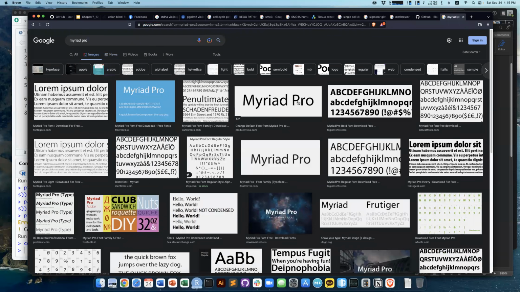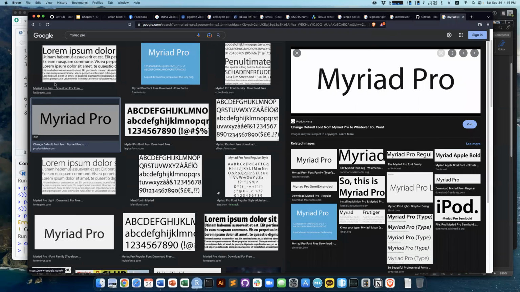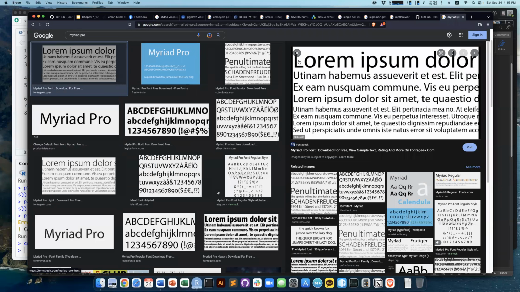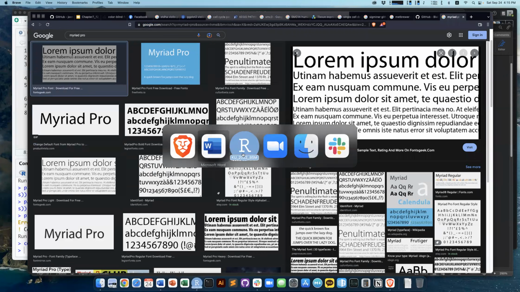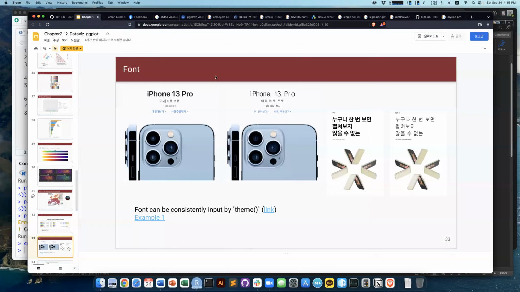Yep, this is Myriad Pro. This is also very neat, right? This is a very, very nice font, right? It has very good spacing between characters, right? So this is good as well. Having a great font is useful for making your visualization outcome.